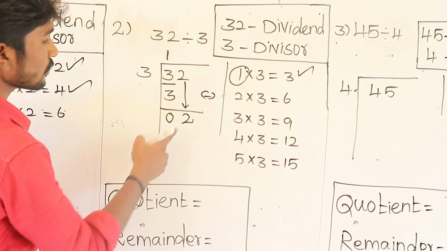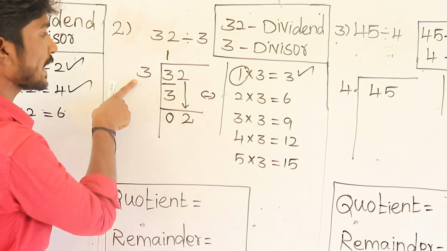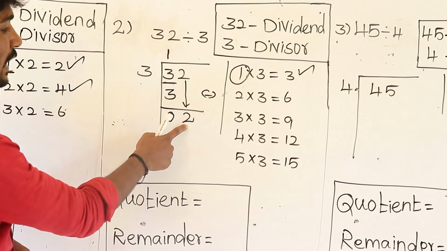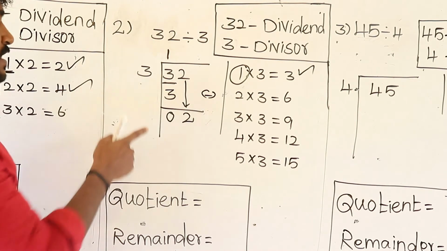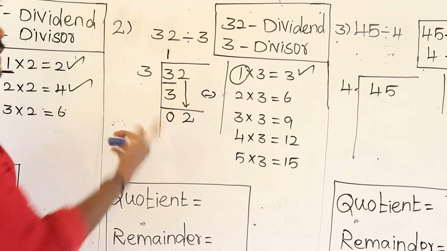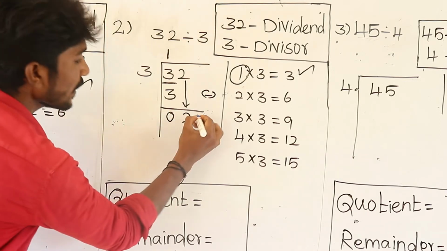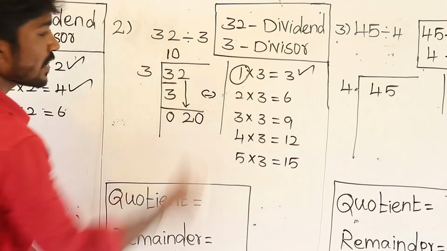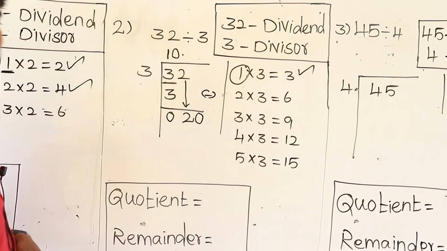Next, here 2, here 3. Students, compare these numbers. Here the dividend value is the smaller number, and the divisor is the greater number. So this one is impossible. So here put 0. Here also write 0, put a point.